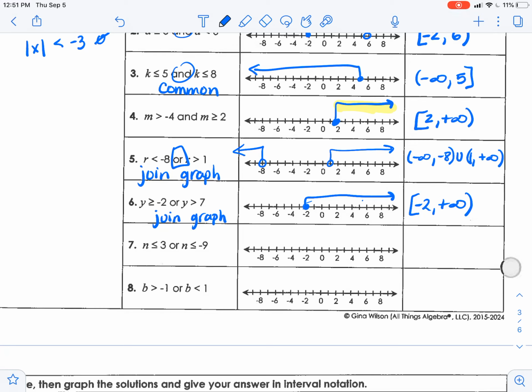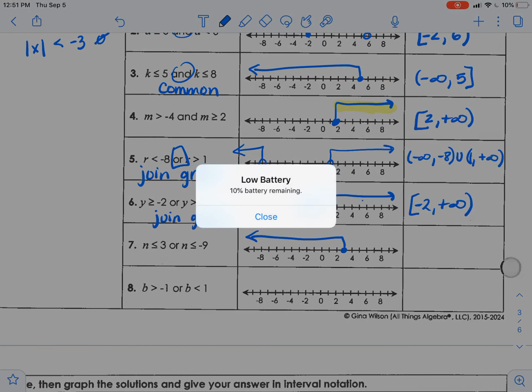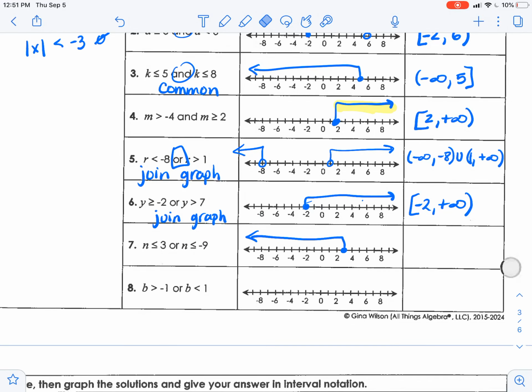Okay, let's try another one. Less than or equal to 3. Less than or equal to negative 9, which is not even hardly on the graph that they gave us. Again, it's an or. I'm joining the two graphs. If I see it graphed, it has to be in my answer. Well, I see numbers graphed here.